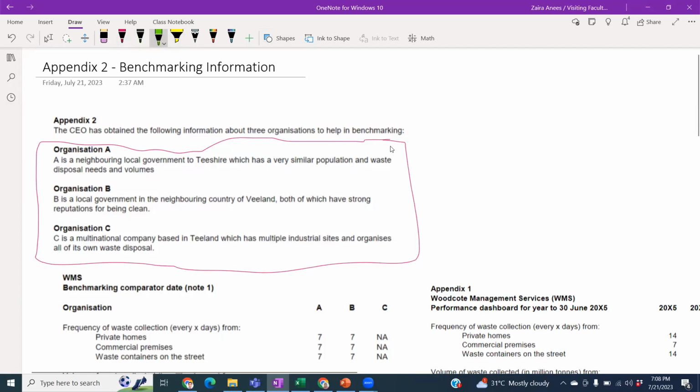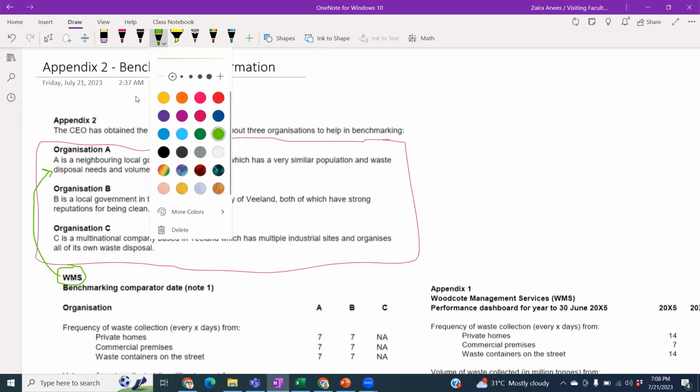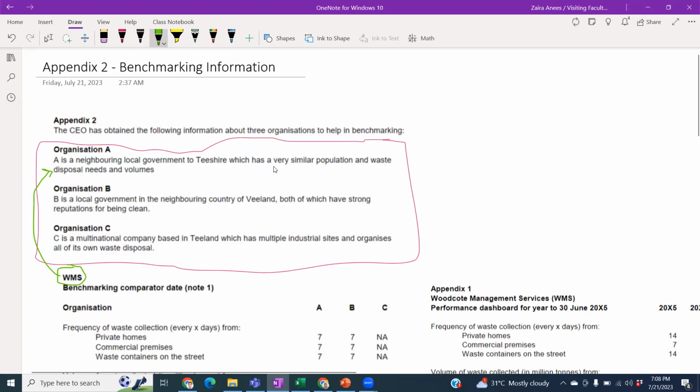What about organization A? A is a neighboring local government to T-Shire, which has a very similar population and waste disposal need and volume. Can we benchmark the results of WMS with organization A? Can we do that? Probably, because it has very similar population and similar disposal needs and volumes.